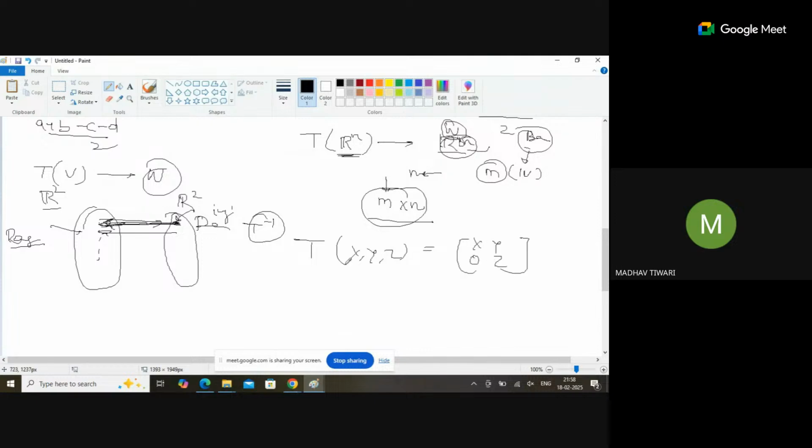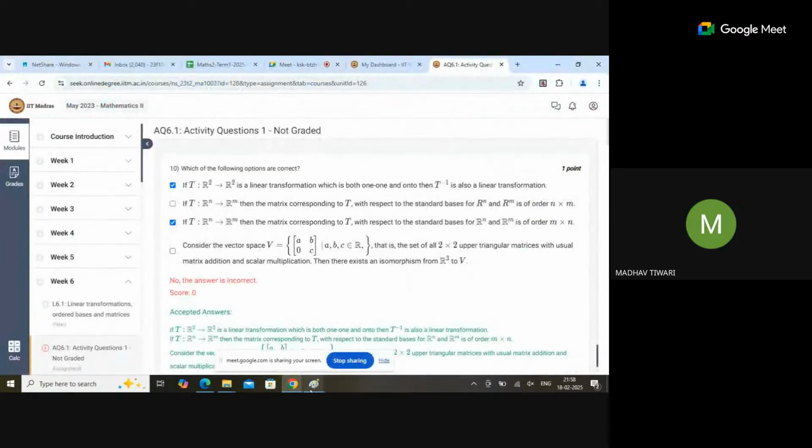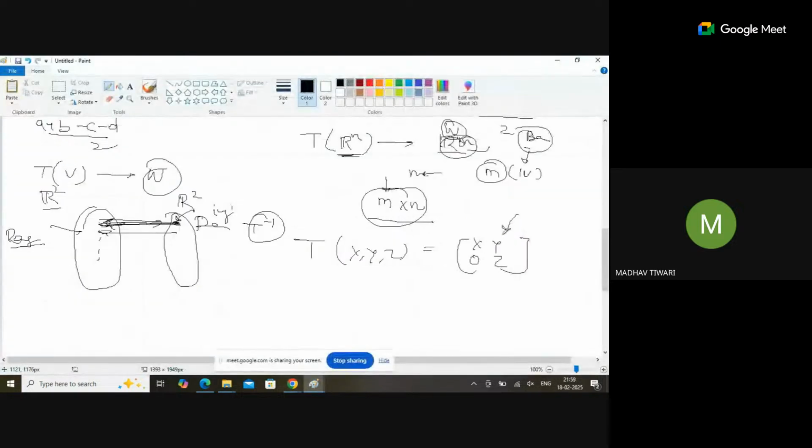You got a transformation, not a relation. It is an isomorphism. You can see all the upper triangular matrices will have a pre-image in this one, and each element will have a unique pre-image. Is that clear? Sir, but what about onto, sir? Onto, I am saying that it is considering all upper triangular. It is not considering all 2 by 2s.